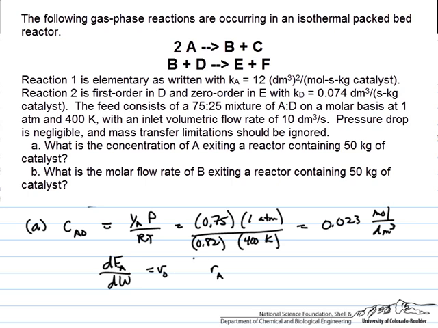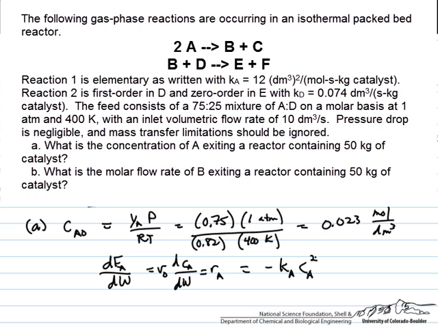So the volumetric flow rate comes out of the derivative, and we get dCA/dW equal to RA. We're told here that reaction 1 is elementary as written, which means that it's a second order reaction. So RA is equal to negative KA CA squared.